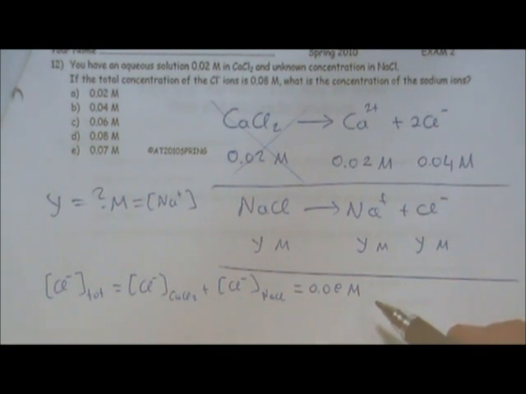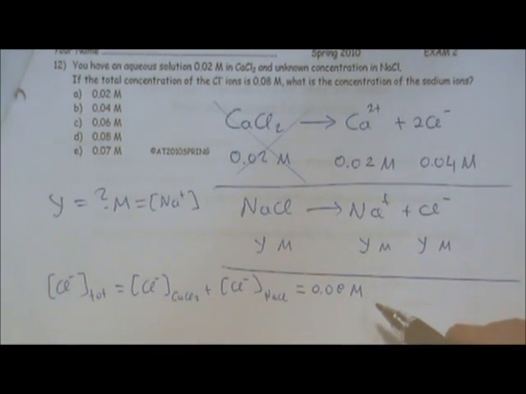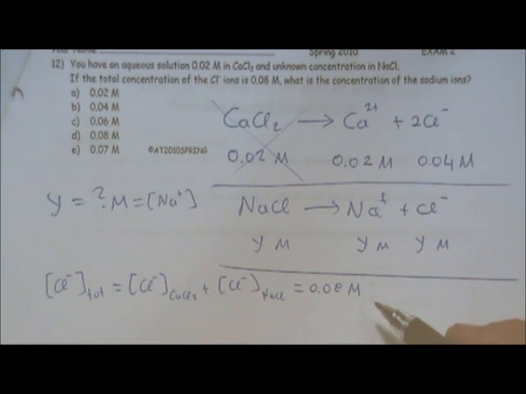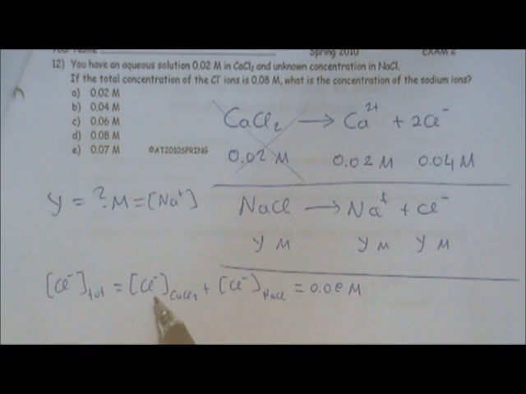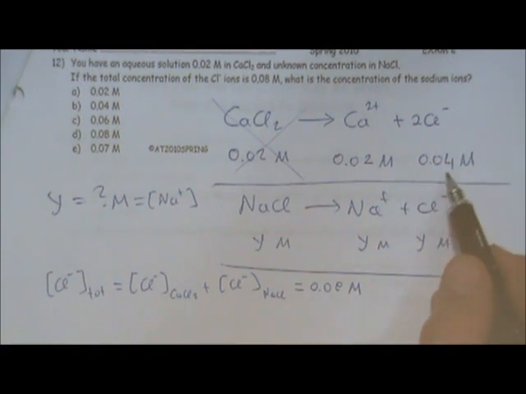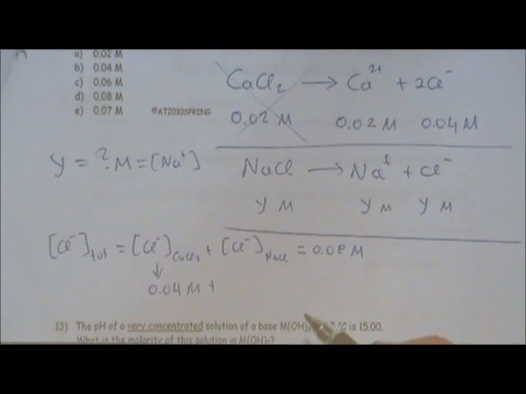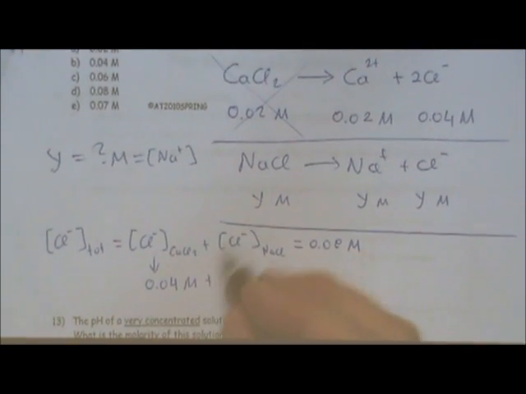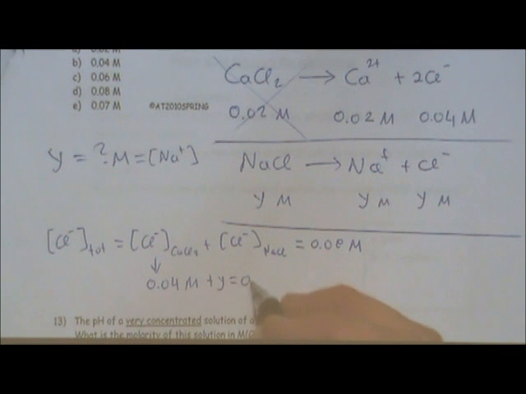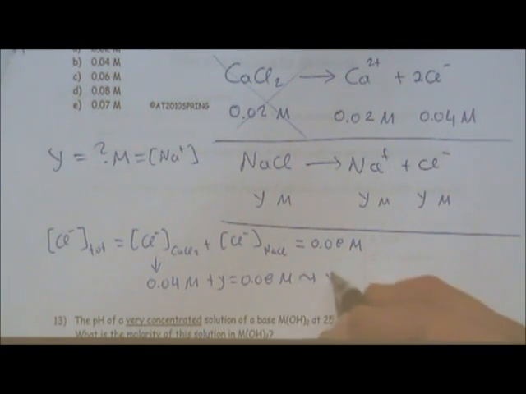Well, what do we know? We know that the concentration of the chlorides from calcium chloride is 0.05, right? So this one gives you 0.04 M, plus, we do not know this, that's what we're looking for, right? Y is equal to 0.08, and from here you can find Y.